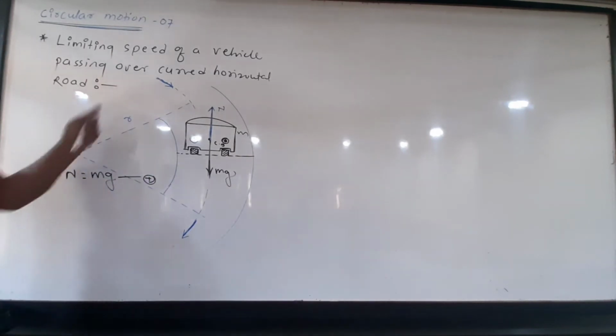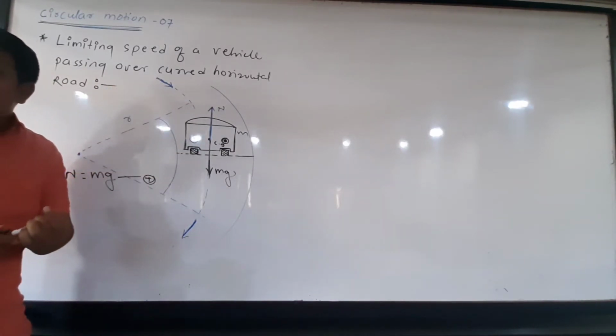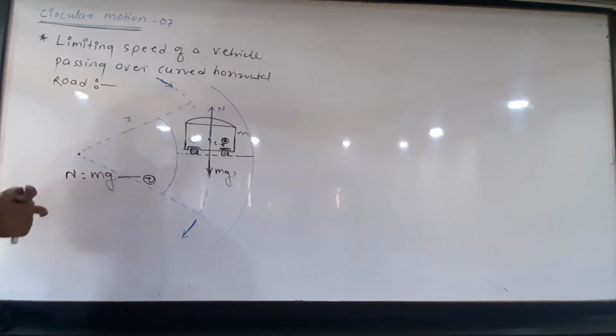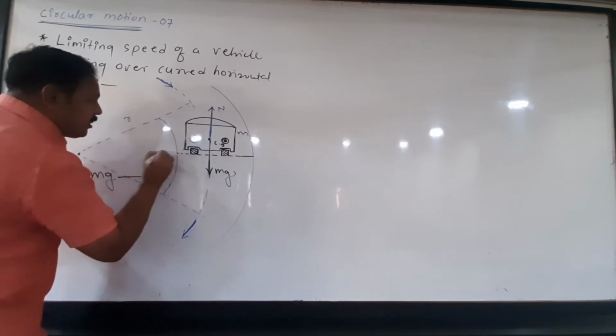And the question arises, this is circular motion, then who provides the centripetal force? So we have already seen that there is a frictional force between the tires and the road, and this frictional force is always acting in this direction.